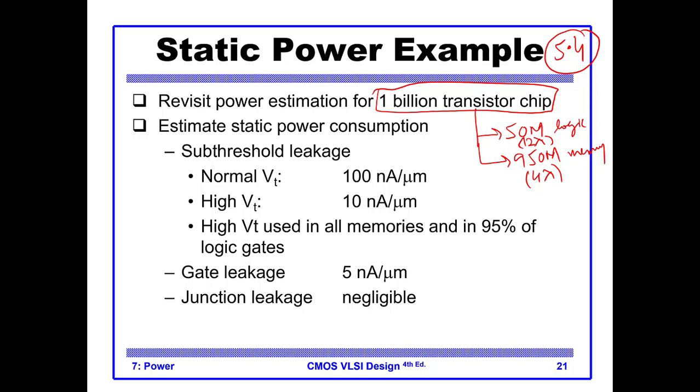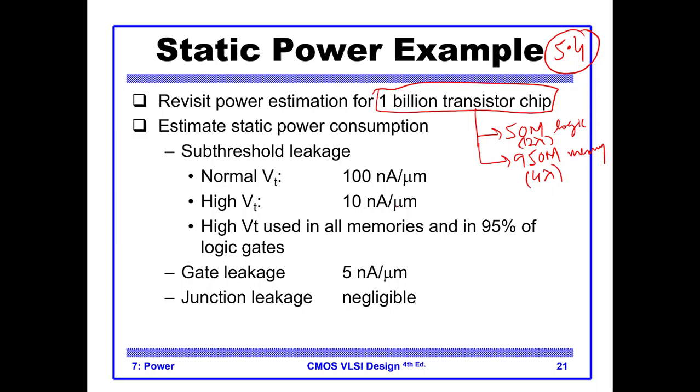Now there are some extra details. Estimate the static power consumption such that the normal threshold voltage is 100 nanoampere per micrometer of the width, and a high threshold voltage is 10 nanoampere per micrometer of width. So these are two different kinds of transistors used.